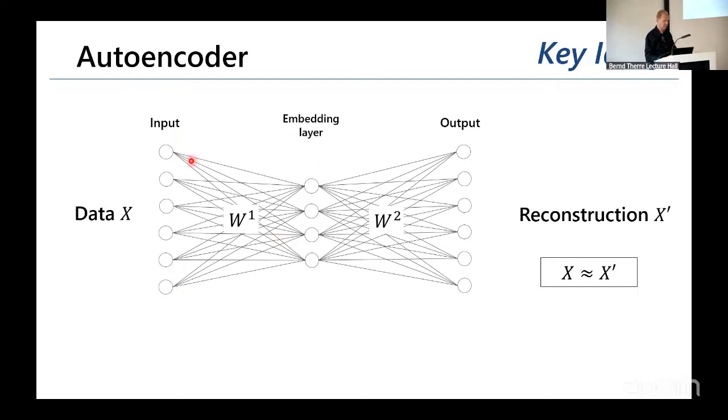Then we have an embedding layer. Sometimes there's multiple layers here if you have a deep autoencoder. We're not going to go there today. And then you have towards the output. The idea is that you want to learn those weights such that you can reconstruct X really well. So there's a very small difference between those two.